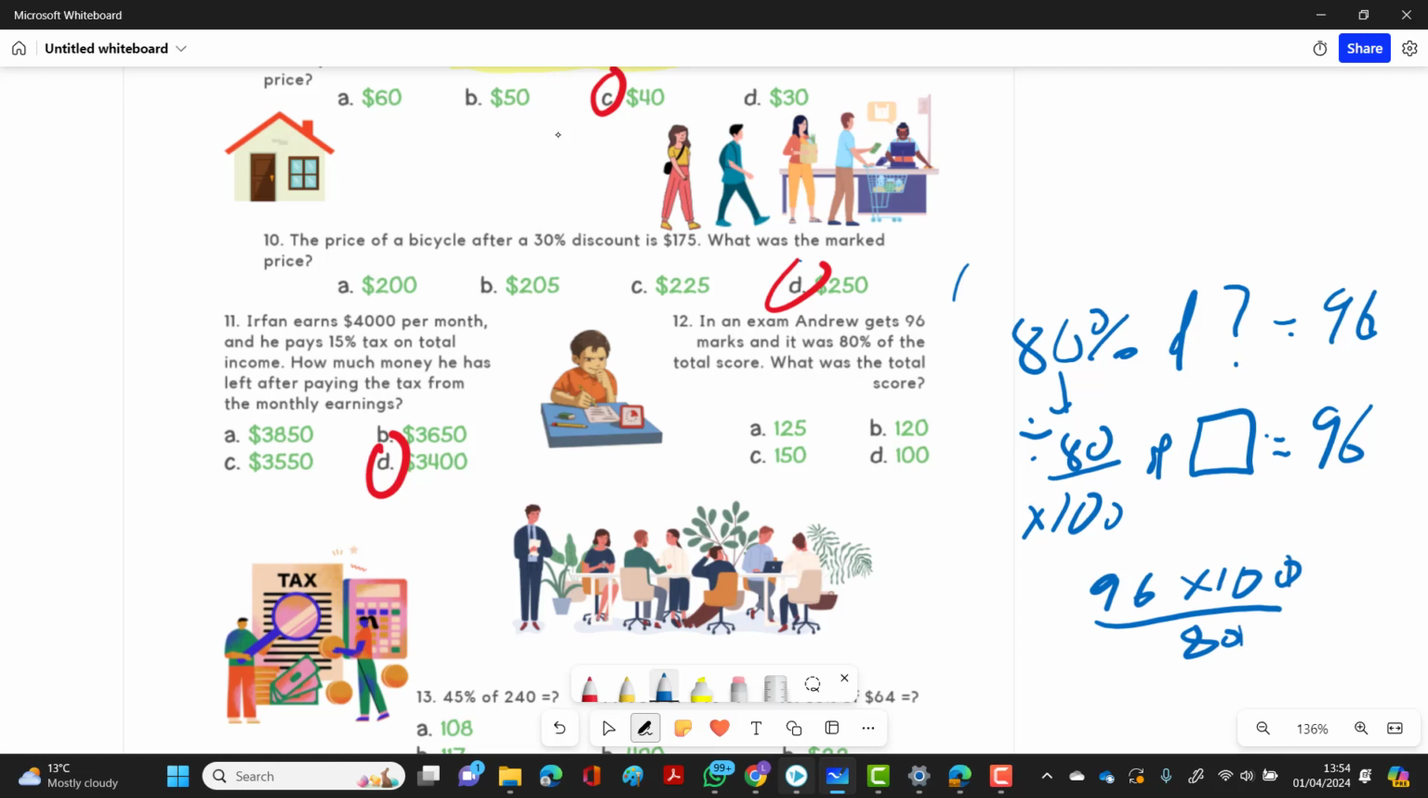Let's cross off the matching zero here. So 960 divided by 8. Okay, so you can do here 960 divided by 8. So that'd be 120. Okay, so that's number 12. Number 12 is B. Okay, good.